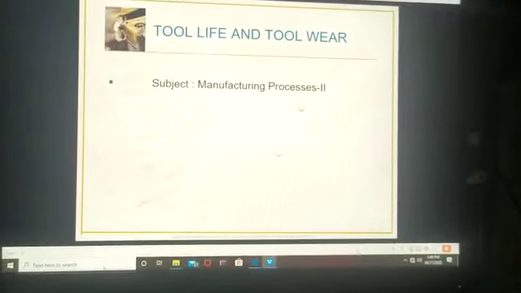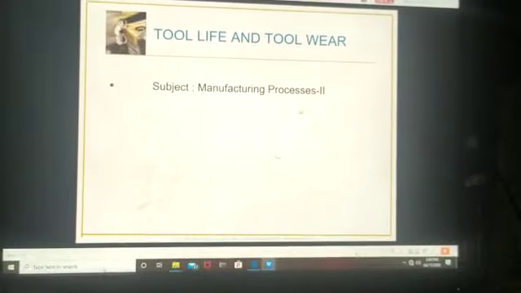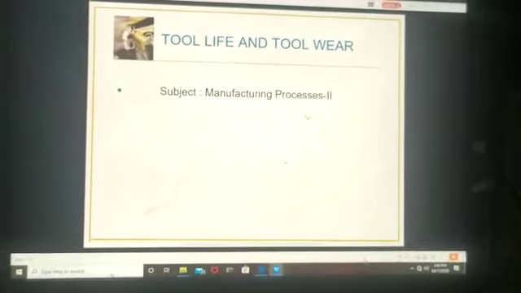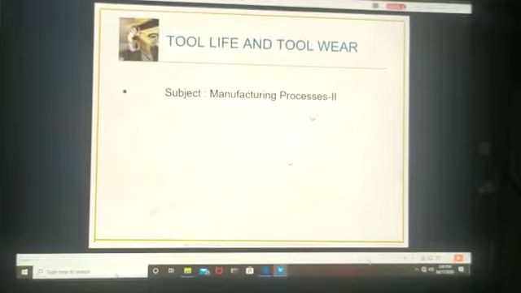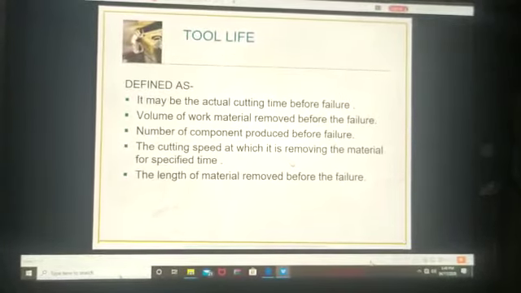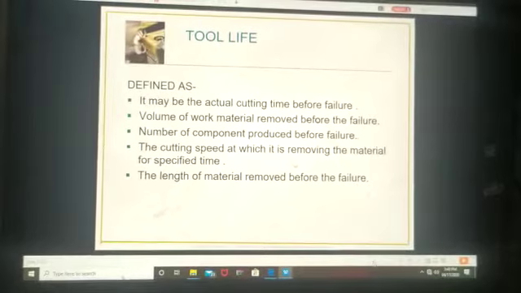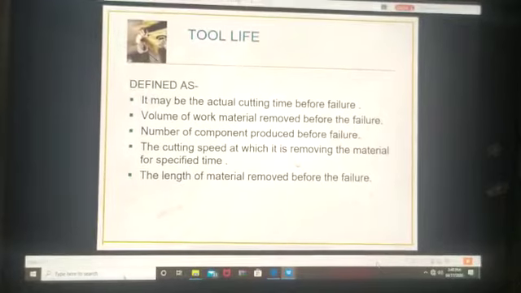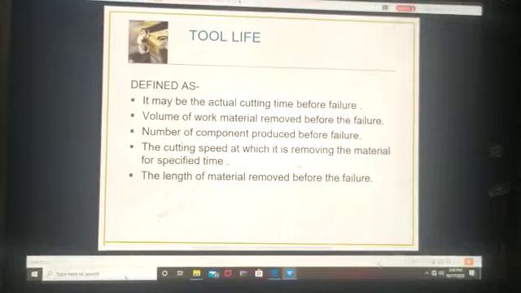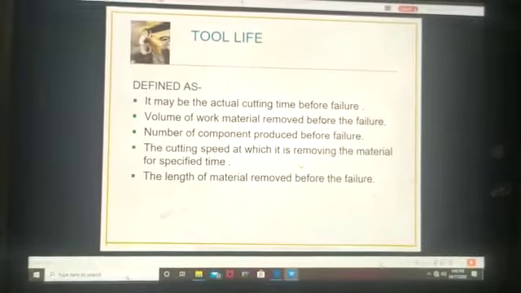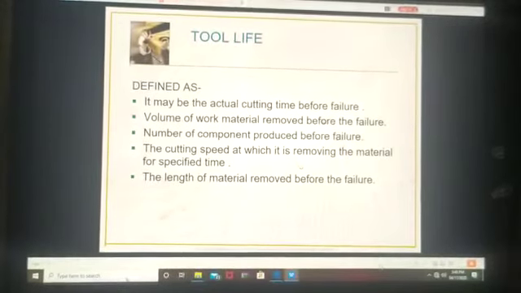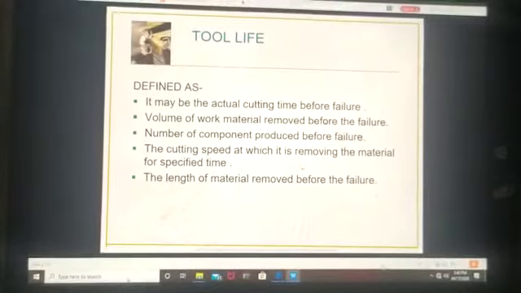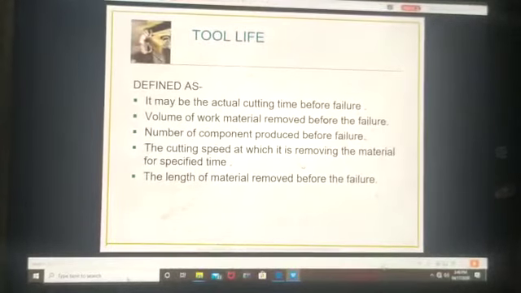Hi everyone. Today we are going to study tool life and tool wear, part of the subject Manufacturing Process 2. Tool life is defined in different ways. Firstly, it is defined as the actual cutting time before failure or between two successive grindings. Whatever time the tool is used between two successive grindings is named the tool life.